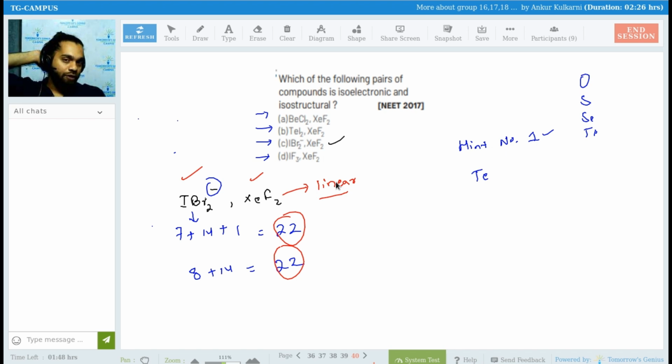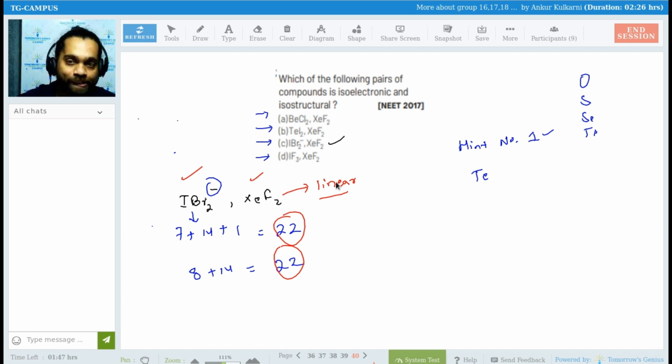What is the geometry that you have got? For IBr2 minus, what is the bond pair plus lone pair? Eleven? How is it even possible? No, you are confusing the lone pairs. For lone pairs you have to take 2 electrons as 1. Two electrons means one lone pair.